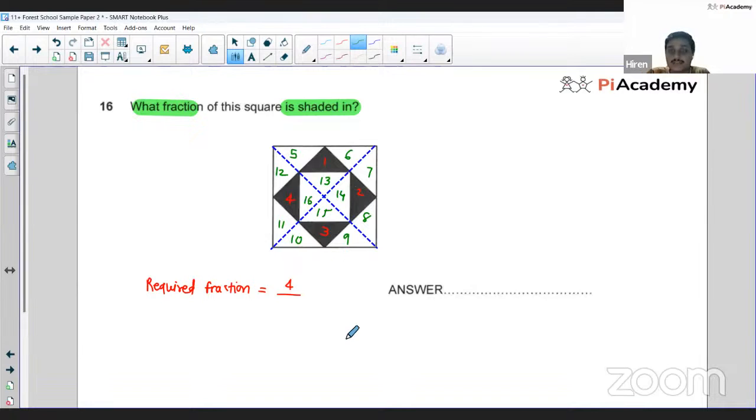So as you can see, there are a total of 16 triangles, right? Out of 16, 4 are the shaded ones. So it's very clear, you have to put the denominator as 16. And once you simplify this, you will get 1 over 4. So the answer to this question is going to be 1 over 4, okay?